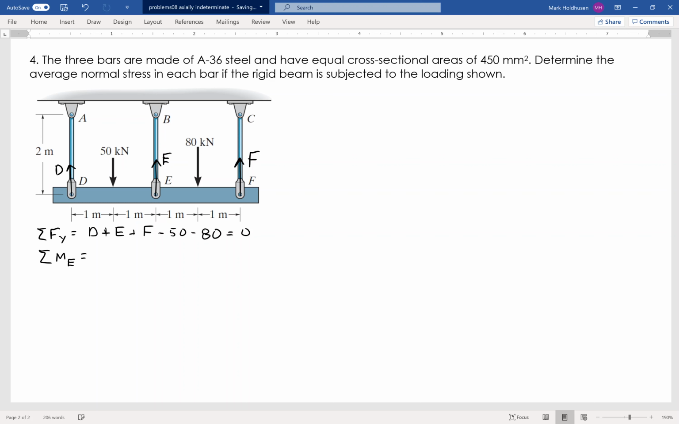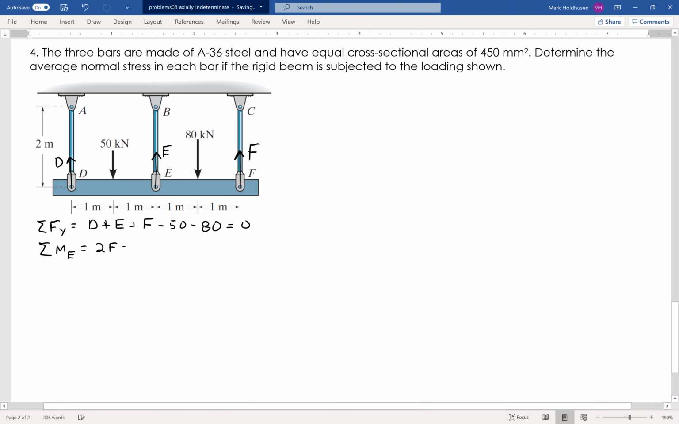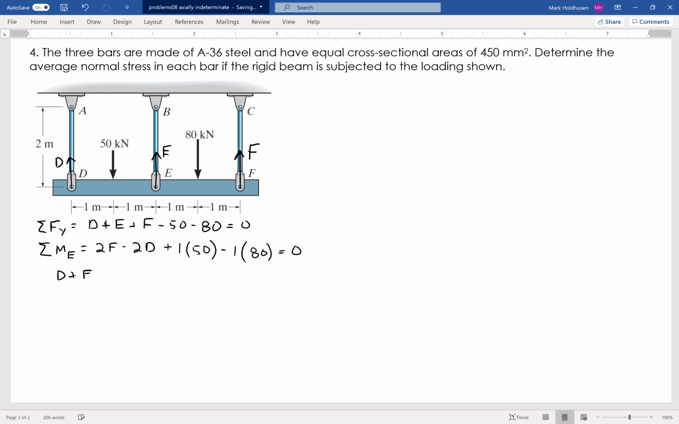That'll give me 2 times F minus 2 times D, plus 1 times 50 minus 1 times 80 equals 0. So those are my two equilibrium equations, my statics equations I've got to use. Simplifying those a little bit, I get D plus E plus F equals 130,000.